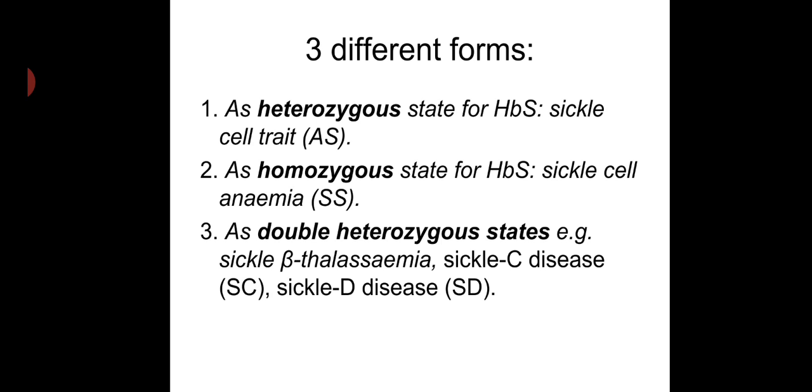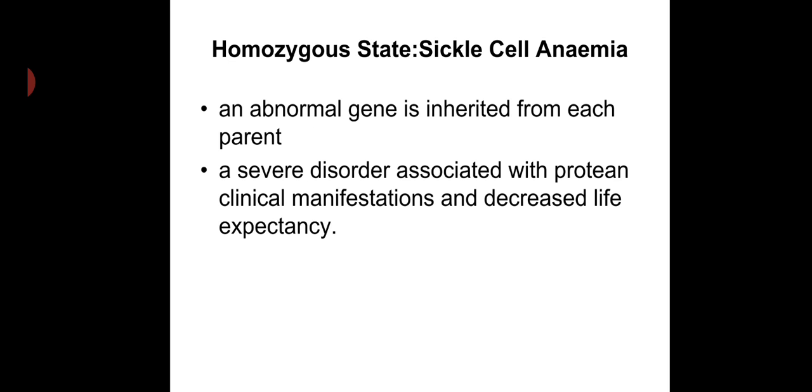There are three different forms of sickle cell anemia: as heterozygous state for hemoglobin S, that is sickle cell trait; as homozygous state of hemoglobin S, that is sickle cell anemia; and as double heterozygous states, for example sickle beta thalassemia or sickle C disease or sickle D disease.